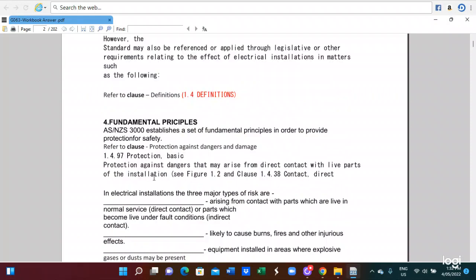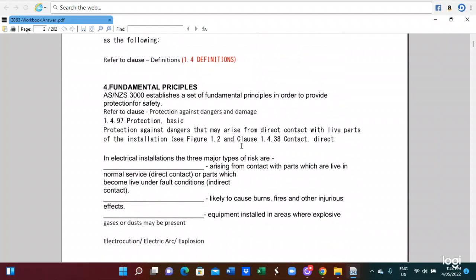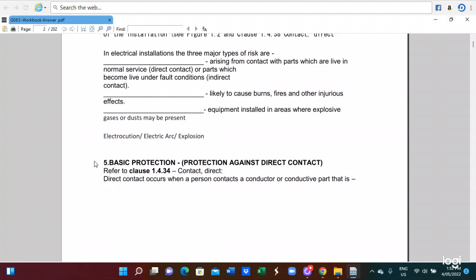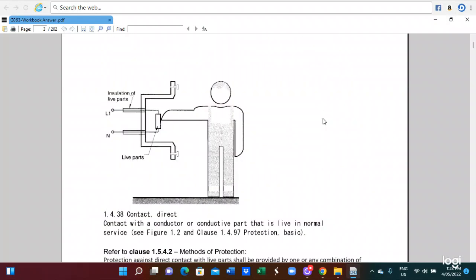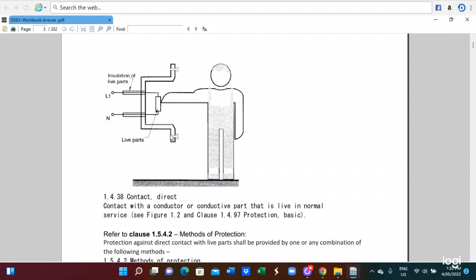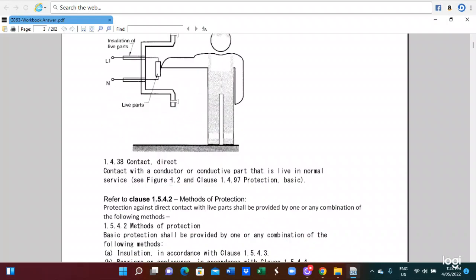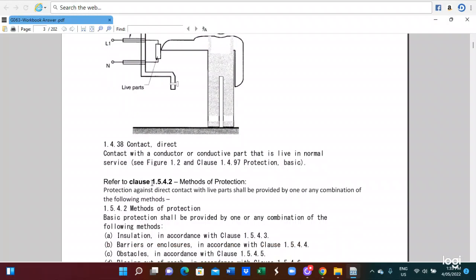Fundamental principle. This is the question, and this is the answer. Basic protection against direct contact. Here is a direct contact and indirect contact diagram. So this is a direct contact. The methods of protection are also provided by AS/NZS 3000 clause 1.5.4.2. This is the method of protection.